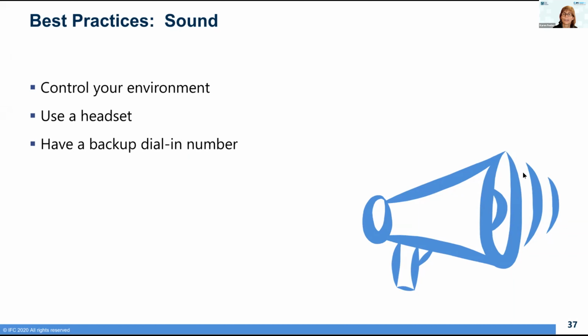Keep that dial-in number handy in case your microphone is not working correctly. And if you have to use your computer for the visual and your phone for the audio, make sure to mute your computer's microphone and speaker. Otherwise, you're going to hear echoes and feedback.